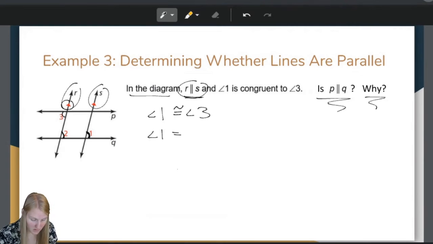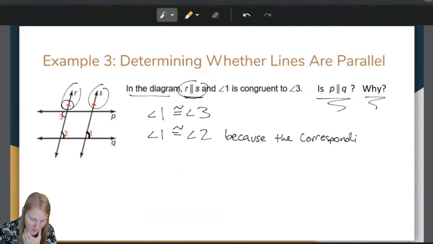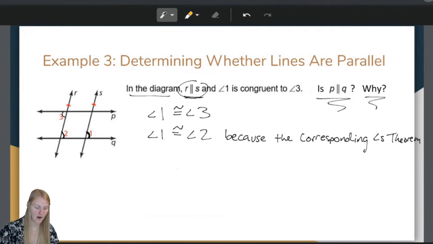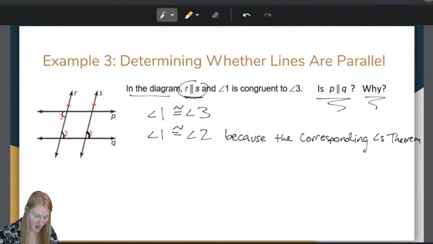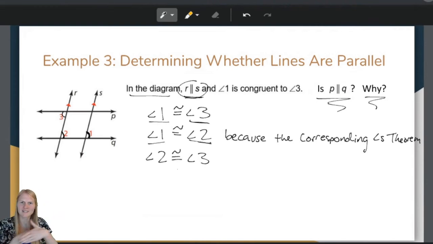So, angle 1 is congruent to angle 2 because of the corresponding angles theorem, because R and S are parallel. And look at that. 1 is congruent to 3. 1 is congruent to 2. That means that angle 2 must be congruent to angle 3. Because angle 3 and angle 2 are both congruent to 1. And 1 is the same thing. Therefore, 3 and 2 must be the same thing.